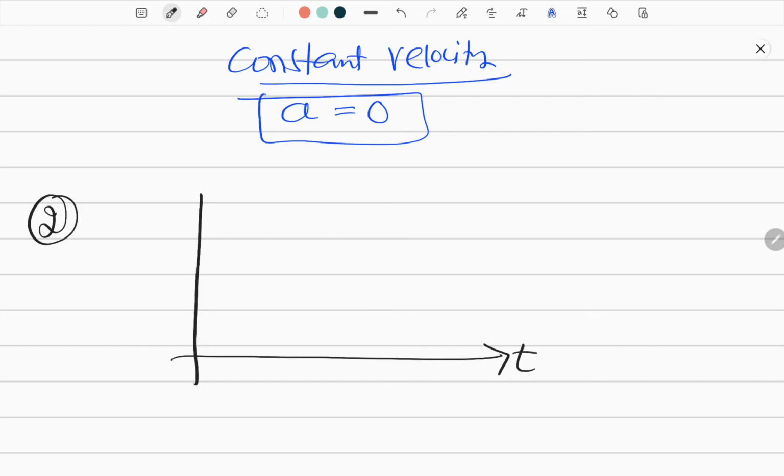For example, the graph is like this. Here is t, here is v. Now look at this, the graph is like this. Now what kind of graph is it? Don't you think it is increasing velocity?